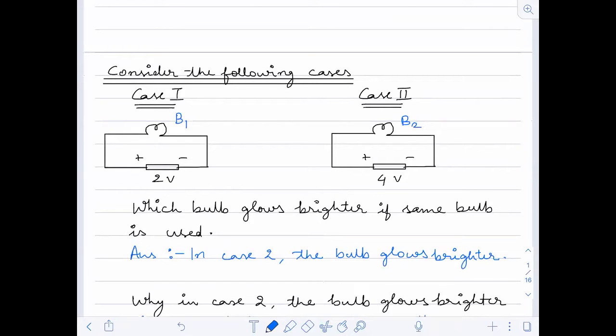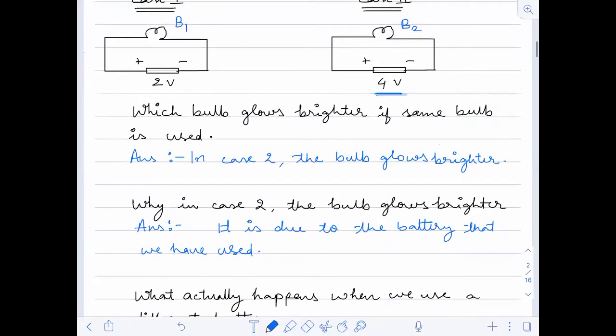The next question is, why in case 2 does the bulb glow brighter? Just from the figure you tell me. I want the answer just looking at the figure. What is the difference? Just tell me why bulb B2 glows brighter. Because voltage is more. Okay, it is due to the battery that we have used.